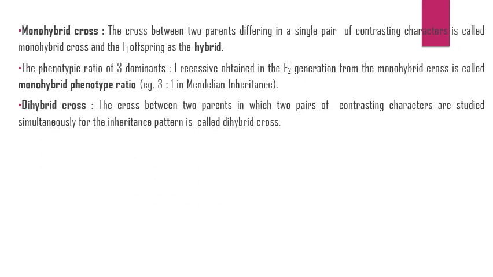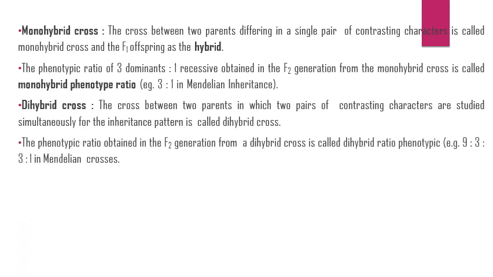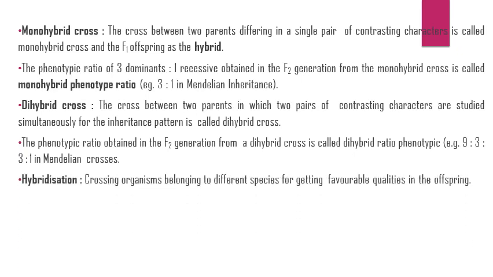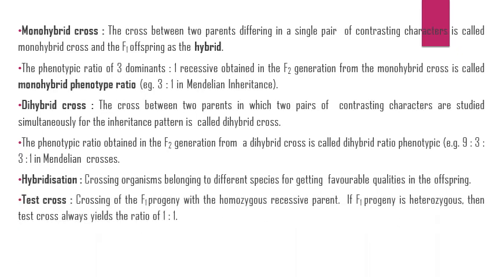Dihybrid cross: the cross between two parents in which two pairs of contrasting characters are studied simultaneously for the inheritance pattern is called dihybrid cross. The phenotypic ratio obtained in the F2 generation from a dihybrid cross is called the dihybrid ratio, 9:3:3:1, in Mendelian crosses. Hybridization: crossing organisms belonging to different species for getting favorable qualities in the offspring.